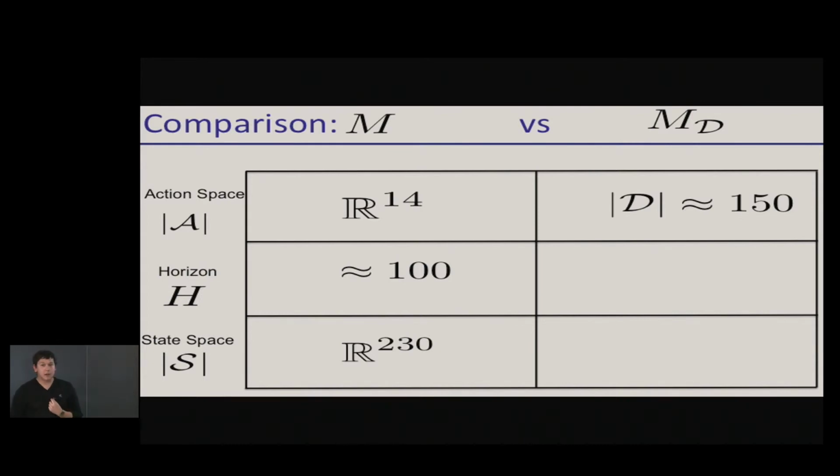Our horizon has gone from on the order of about 100 to on the order of about 4. You saw from that rope demonstration, it took just 3 steps to tie a knot, rather than having to plan through each of the individual waypoints. And then the state space is still the same. So we still have that issue, and we need to overcome it.